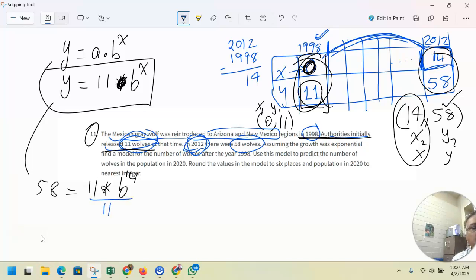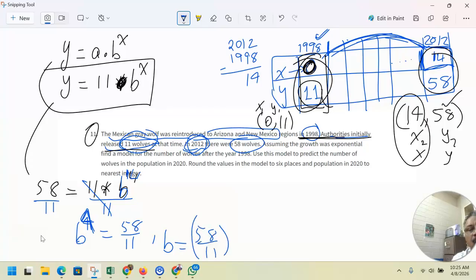So I'm going to divide by 11. This crosses out. So b raised to 14 equals 58 divided by 11. And then b equals, now I want to get rid of this 14. How do you do that? You write 58 divided by 11, whole raised to 1 over 14. And that piece you have to put on the calculator.